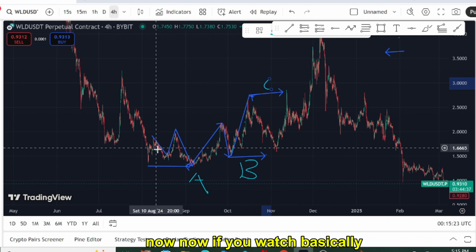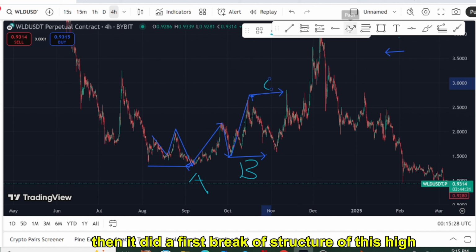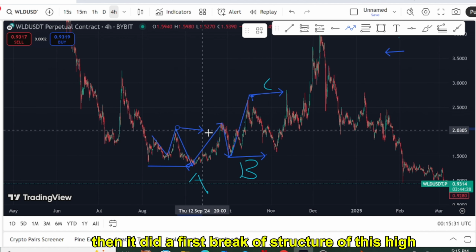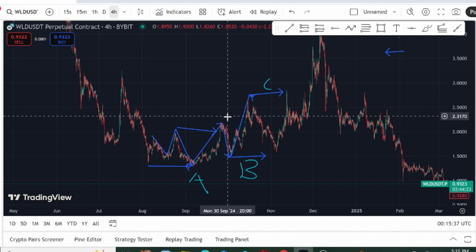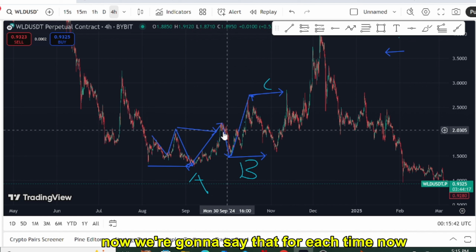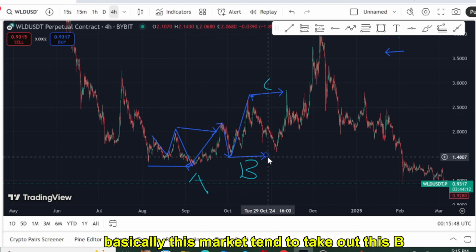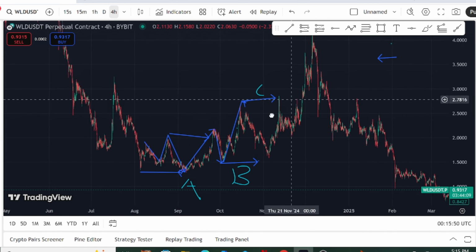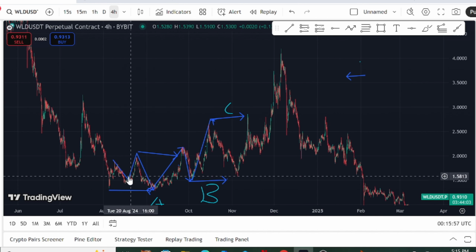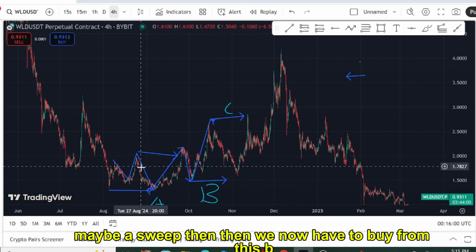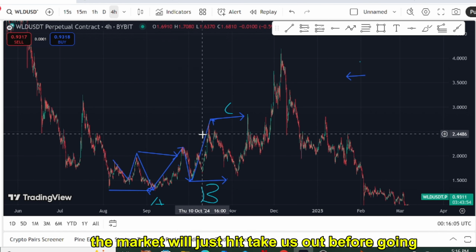Now if you watch, after the market made a sweep, it did a first break of structure of this high, right? Then after which it did another break of structure of this particular high. Now for each time, if you watch, this market tends to take out this B, and what happened, boom, it went to the all-time high. Now if we say maybe we have something like this, maybe a sweep, and then we buy from this B, what will happen, the market will just take us out before going.